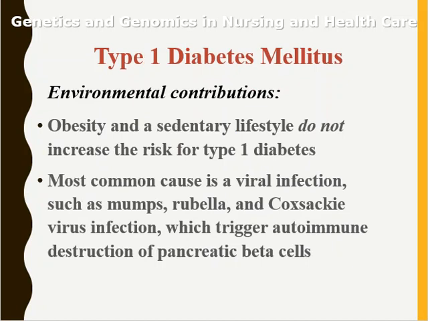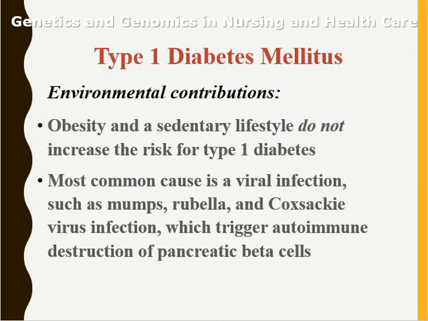Okay, environmental contributions. Obesity and a sedentary lifestyle do not increase the risk for type 1 diabetes. We know obesity and sedentary lifestyle play a role in development of type 2 diabetes. Type 2 diabetes is actually associated with an autosomal dominant disorder. And of course, obesity helps to trigger the onset of that.